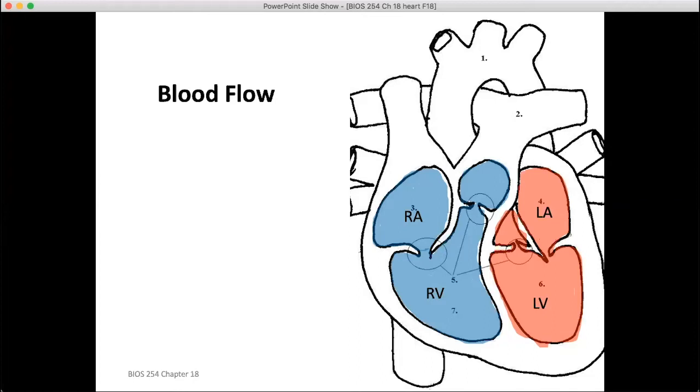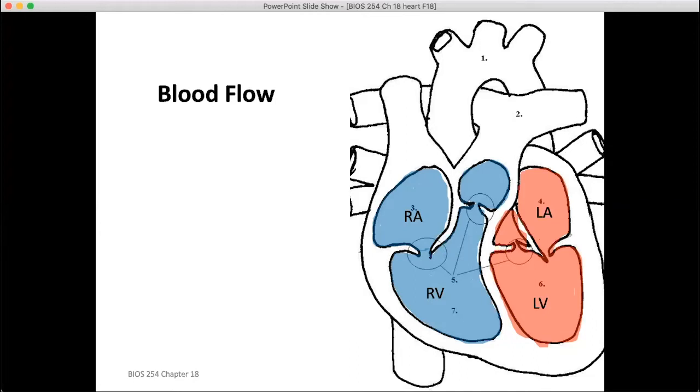Let's start with the right side. The right side of the heart is receiving blood returning back from the tissues. That blood is going to be low in oxygen because the tissue cells have been using that oxygen to carry out aerobic cellular respiration. And we're going to have higher levels of carbon dioxide, which is a byproduct of aerobic cellular respiration, in the blood returning back to the right side of the heart, compared to the blood that is in the left side of the heart.